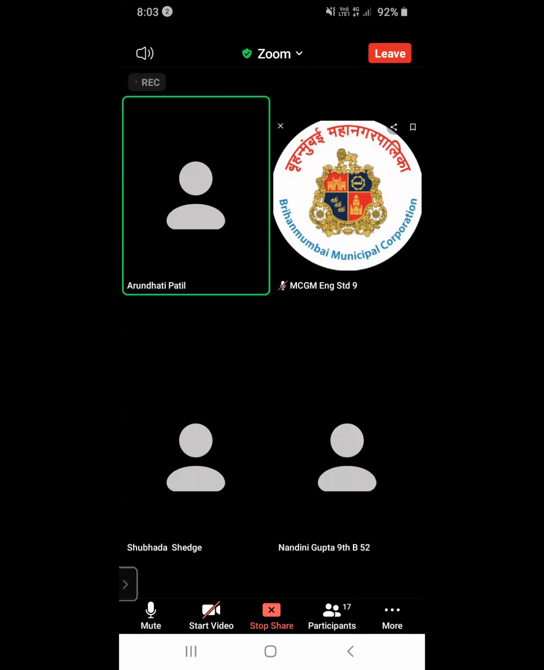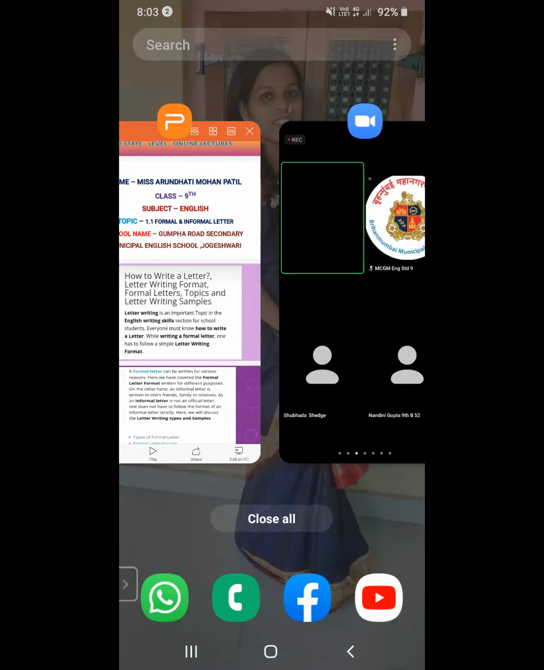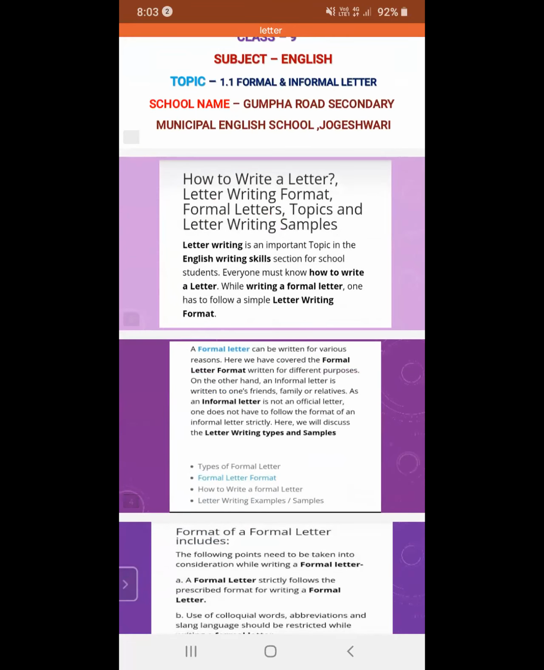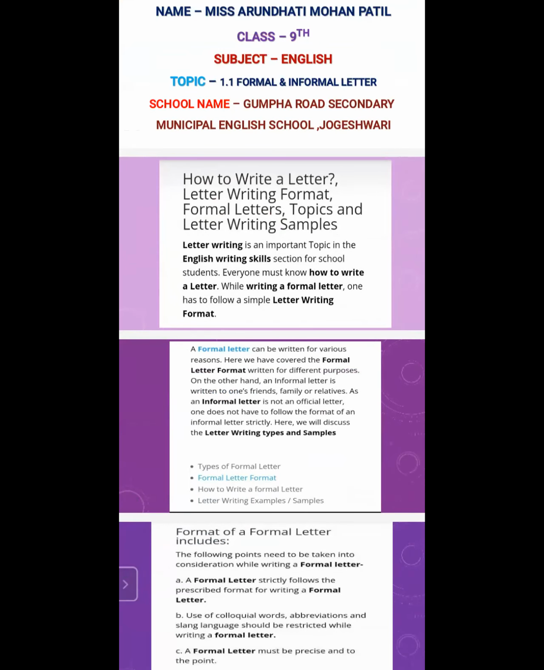Today we are going to see in our English lecture the writing skill part, that is the letter writing. Just I will share you the screen. See, in the previous lecture, we have seen about the formal letter. There are two types of letter: one is formal letter and the other one is informal letter. So we have discussed about the formal letter, and in today's lecture, we will discuss about the informal letter.